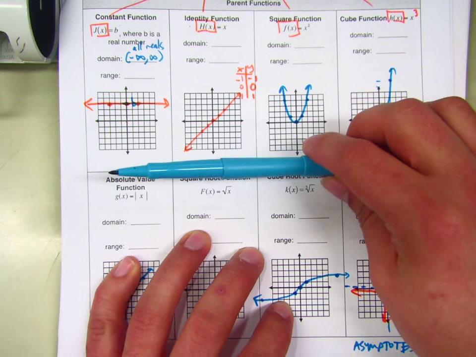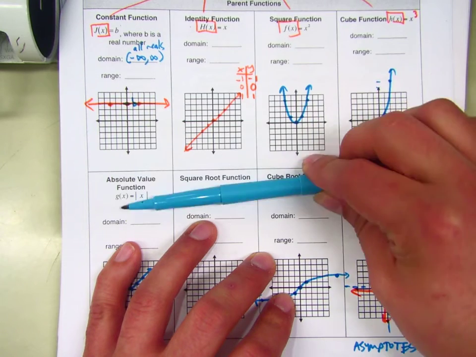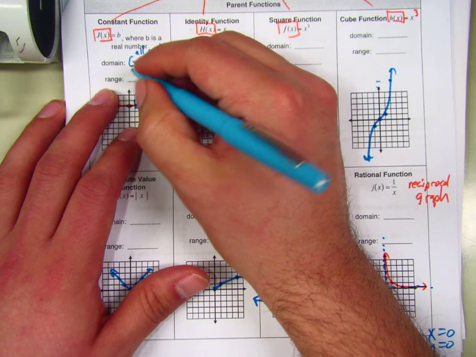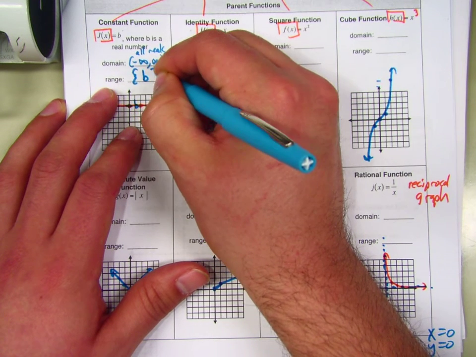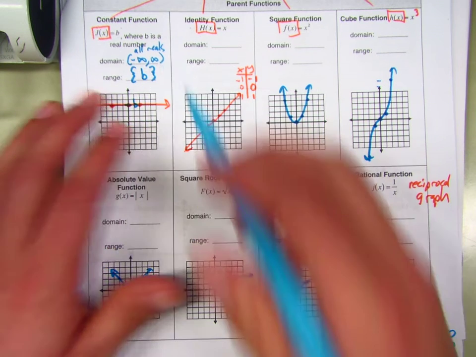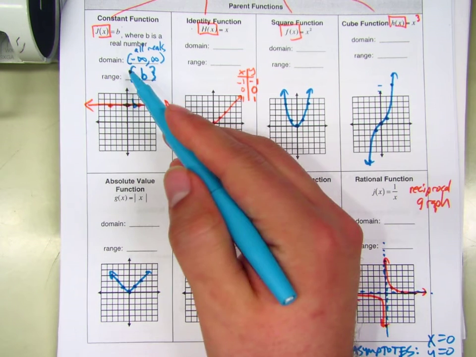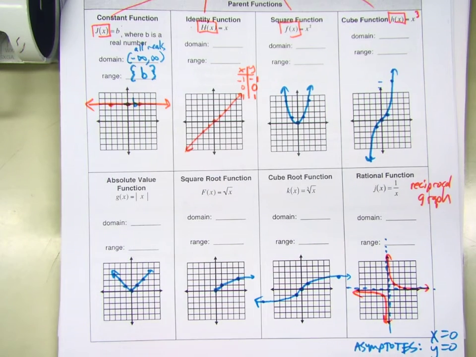Range, instead of x values, now we're focusing on what? Y values. Looking at my picture, what is the only y value on this graph? B. So we're just going to say the range, and in fancy notation, we use these braces when we have a single number or a couple of numbers. There are more complicated notations too, but that's good for now. Do you guys remember interval notation? Should we review that real quick? Yeah.